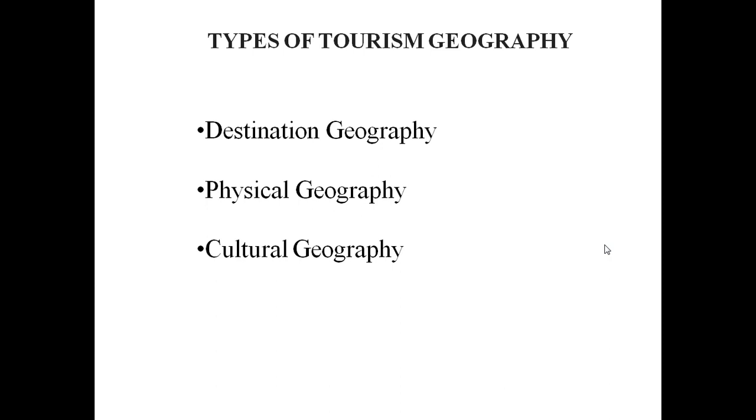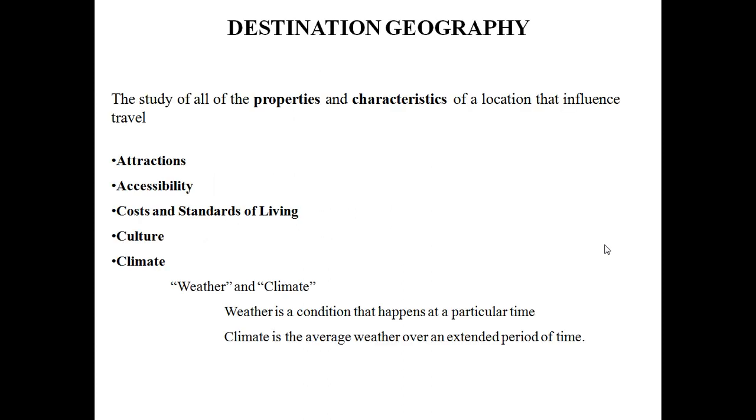What are the types of tourism geography? So we have three types of tourism geography. The first one is destination geography. So destination geography is nothing but the study of properties and characteristics of a location that will make a traveler visit that particular location. So we have certain criteria which we categorize into the properties and characteristics.